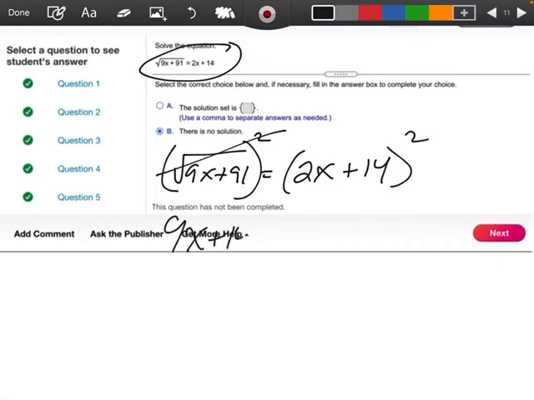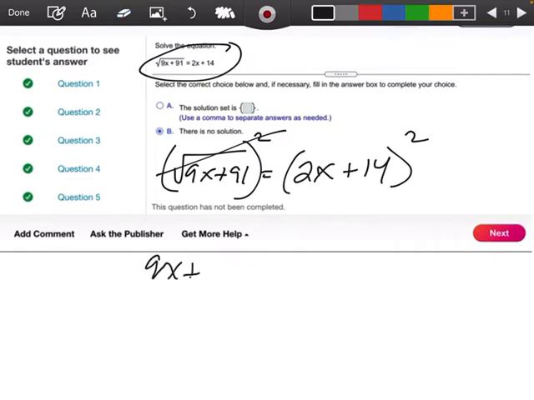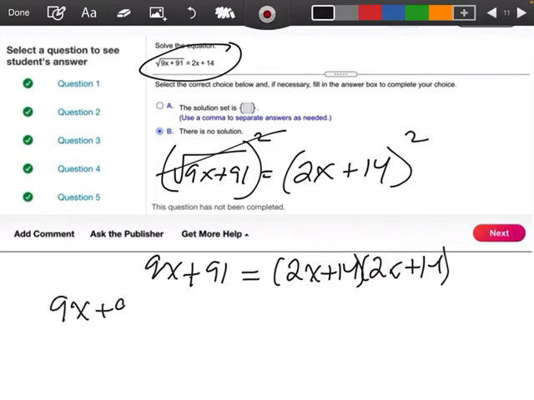That's a 9x plus 14 equals, now, or 9x plus 91, I'm sorry. Let's write it over here so I don't make any more mistakes. 9x plus 91 equals, now when I'm going to square this one, the best thing for me to do is to write it out twice, okay? So we still have 9x plus 91 equals.